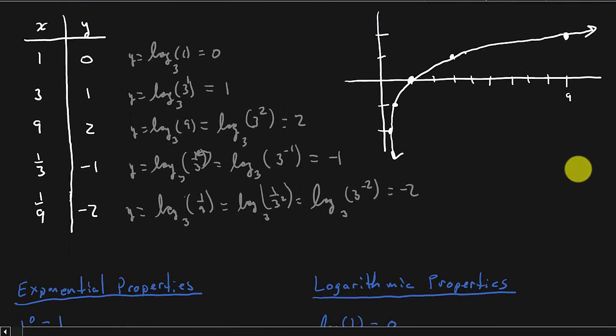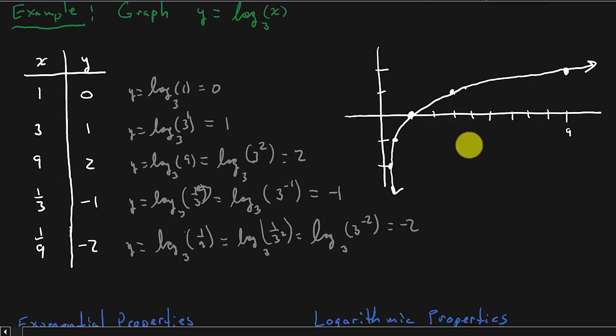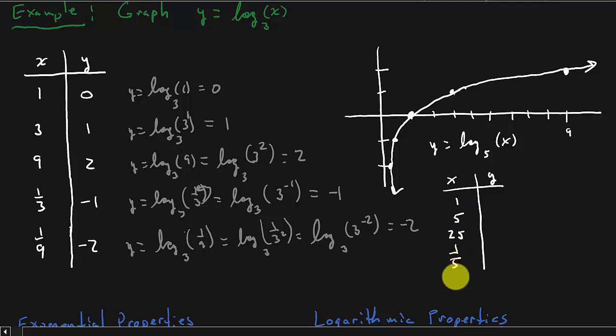All right, so let me show you this real quick. What if we had something like log base 5? Let's say we wanted to graph that. And we've got our x, y values. How would we choose our x values? Well, our x values would be what? 1, 5, 25. This is a 5 here. 5, 25, 1/5, 1/25.